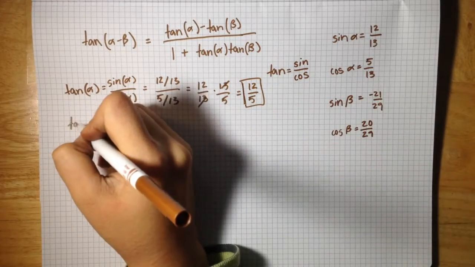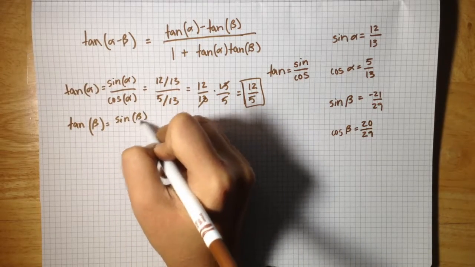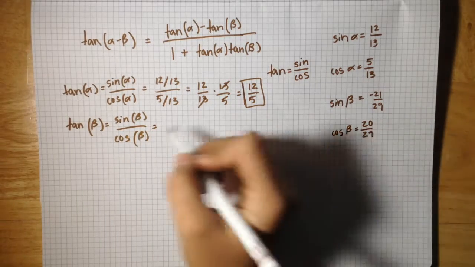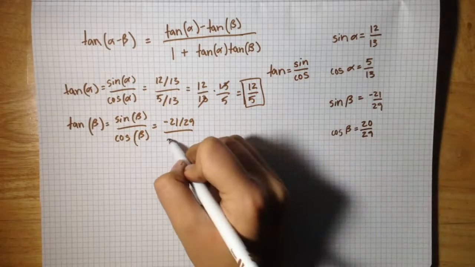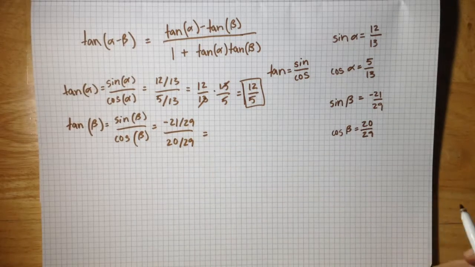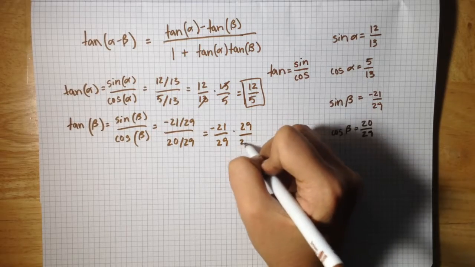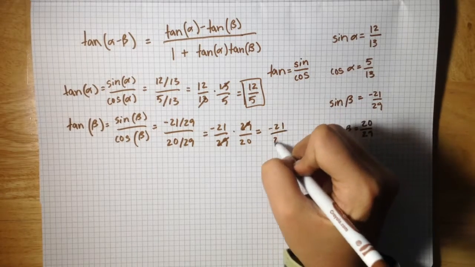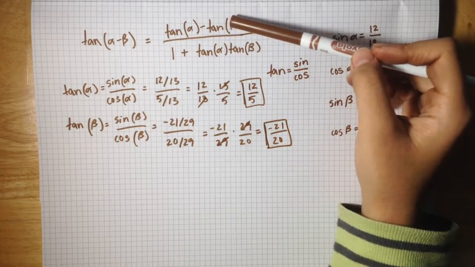Finding tangent of beta, we take the sine of beta and divide it by the cosine of beta. Sine of beta is negative 21 over 29. Cosine of beta is 20 over 29. Multiply by its reciprocal, negative 21 over 29 times 29 over 20. Cancel these two, and our final answer for tangent of beta is negative 21 over 20. So we have found tangent of alpha and tangent of beta.